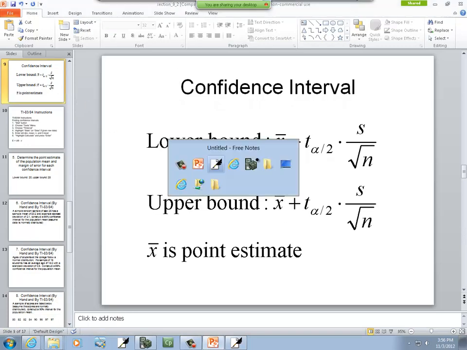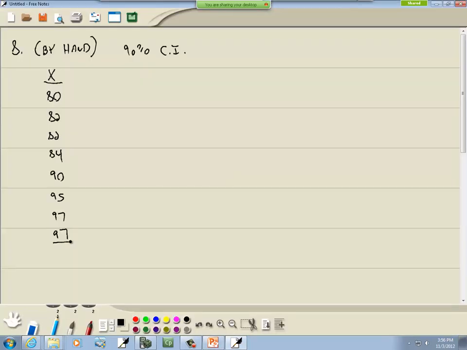We need x bar. Well, we know how to get that. We're going to take these and add them together. So I got 80 plus 82 plus 82 plus 84 plus 90 plus 95 plus 97 plus 97. Okay, so that gives me 707.